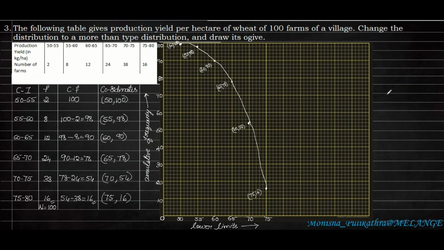One thing you have to keep in mind: if this is x-axis and y-axis, in less than type, the graph comes from x-axis to y-axis. This will be the less than type graph. If the graph is more than type, then the graph comes from y-axis to x-axis. In more than type, it goes from increasing to decreasing, whereas in less than type, it comes in ascending order. Okay, so this is the thing you have to keep in mind. I hope you understood this.